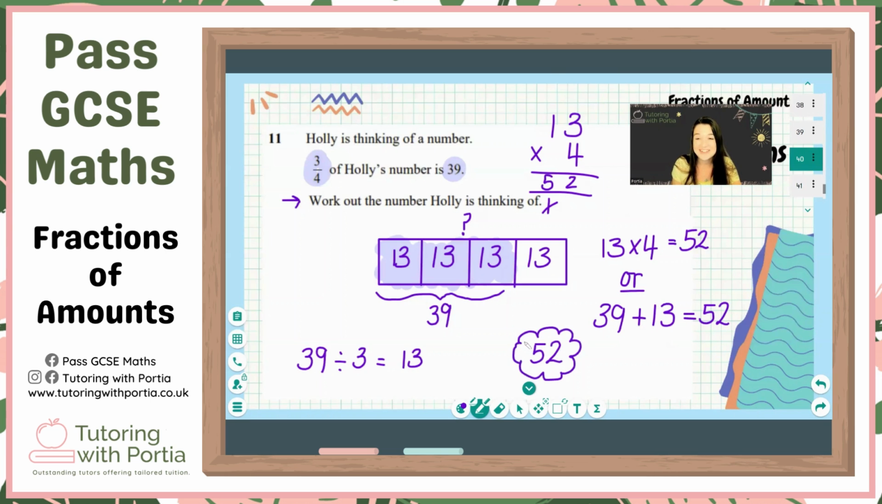Okay, hopefully that's been helpful. So like I said, with fraction of amounts questions, if you're struggling, always start with that bar model, and it helps every time.